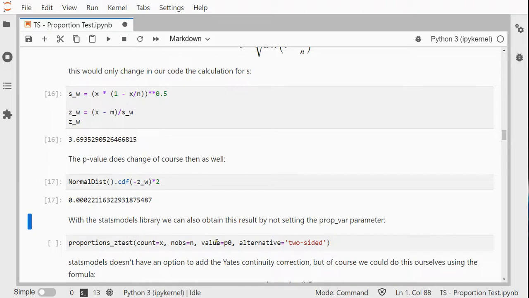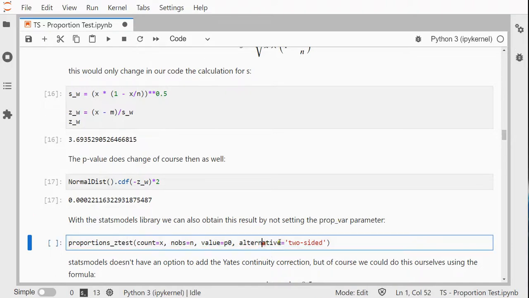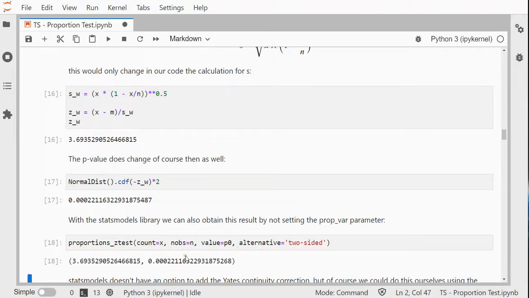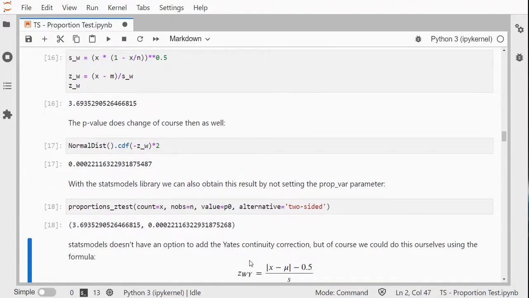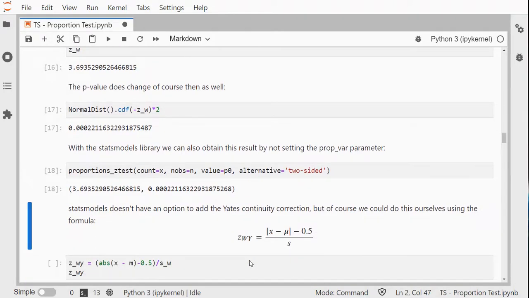You could do this also with the statsmodels library. In that case, you just don't set that prop var parameter. If you leave that out, you should get the exact same two results. You see the 3.69, 3.69, and 0.0022, 0.0022. Only at the very end is the decimal slightly different, but I think that's just a rounding error somewhere.